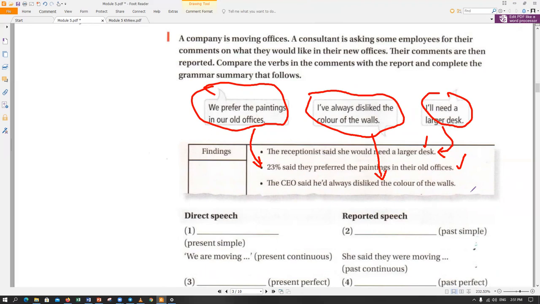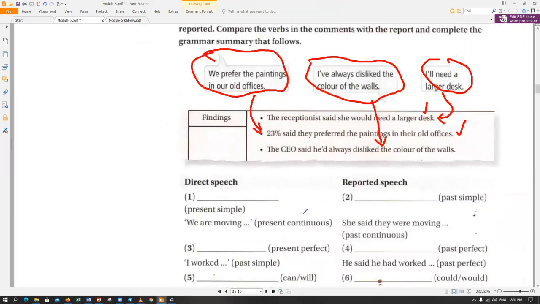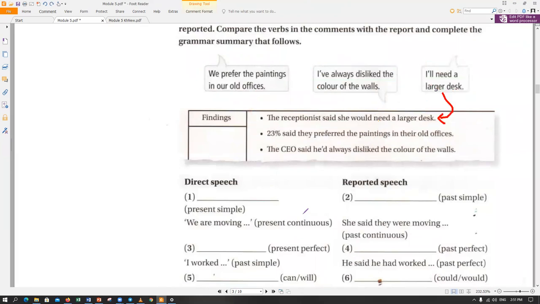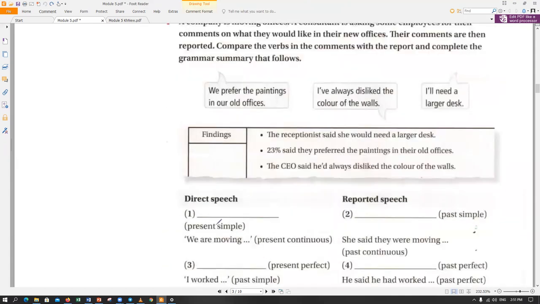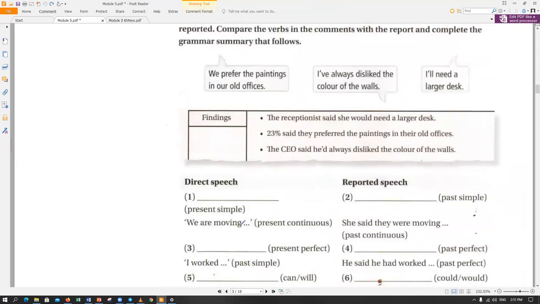Okay. By this reading, please complete this exercise. Complete this exercise, everyone. I will explain the grammar, but I explain the exercise first.